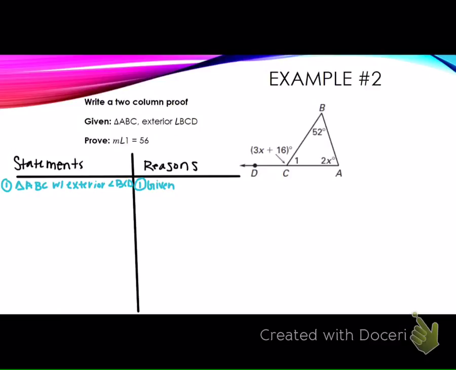Okay, what can we do to figure out what x is? There's going to be a little bit of an algebraic proof inside of this. Katie? 3x plus 16 equals 52 plus 2x. And that's the exterior angle theorem, right? So before we do that, we first have to say CBA plus BAC equals BCD. So measure of angle CBA plus the measure of angle BAC equals the measure of angle BCD. And that is just the exterior angle theorem.